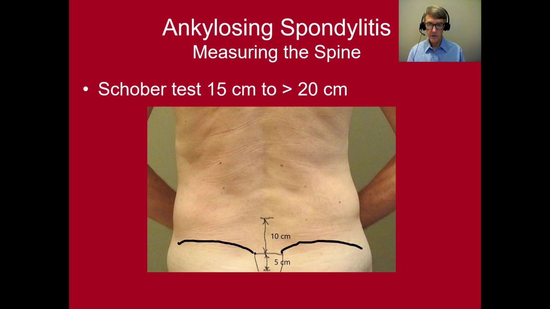Normally this should distract to greater than 20 centimeters. So if it doesn't, that gives you a clue that there may be some loss of motion of the spine. Now, it's not diagnostic of ankylosing spondylitis. One can see it in osteoarthritis, so you need to look at the other clinical factors. But it is helpful in making the diagnosis, and it's also helpful in following the disease.